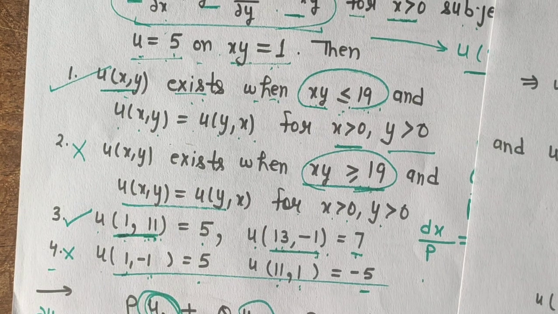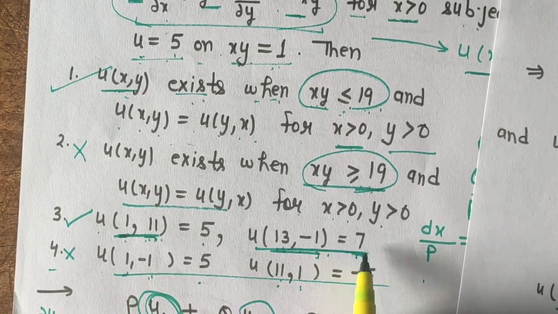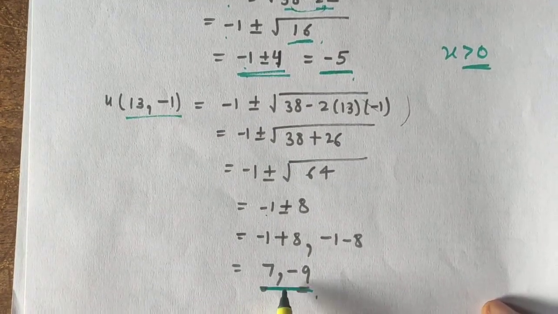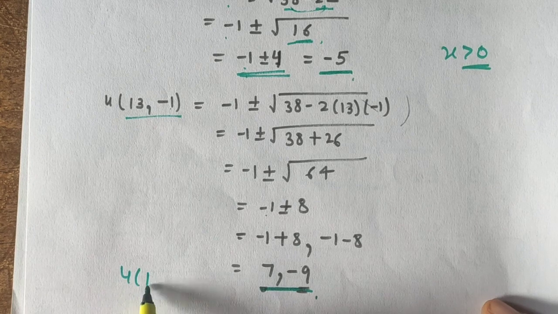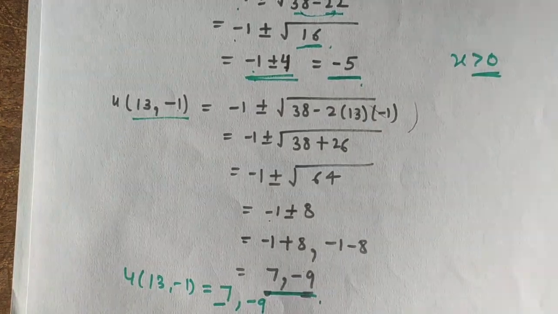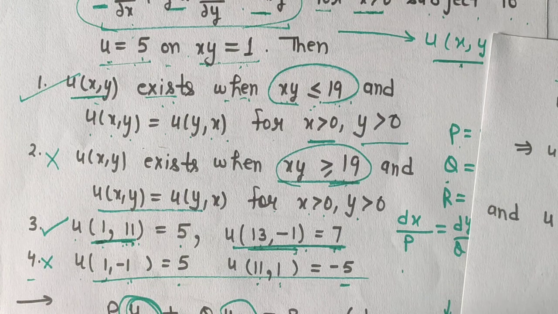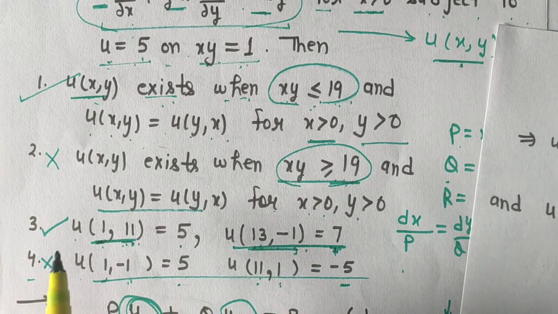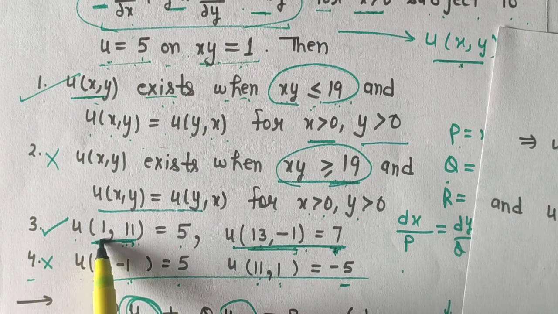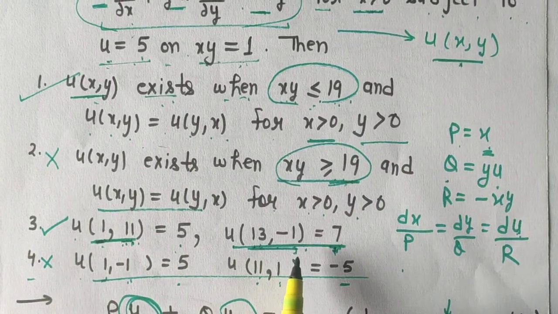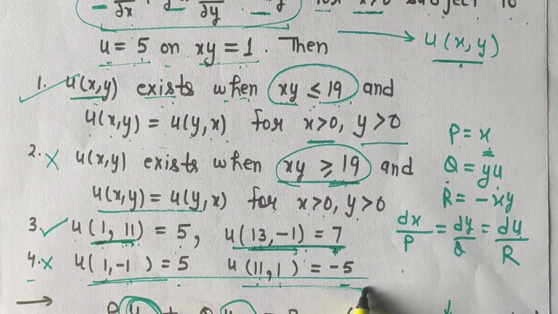Here the value is given only as 7, but after evaluating we can calculate two values. At 13 comma minus 1, the values are 7 and minus 9. But in this option, we have been given only one value, which is 7. So we can take this option. And similarly, the value of u at 1 comma 11 is minus 5. So the third option is the correct answer and the fourth option is the incorrect option.